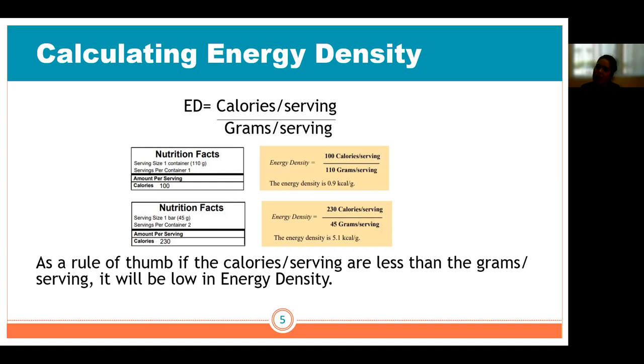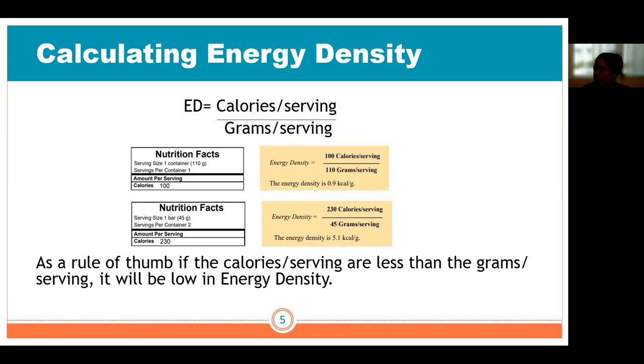And I know you're like, Kia, I don't feel like doing math just to be able to eat. So as a rule of thumb, if the calories per serving are less than the grams per serving, it will be lower energy density. So you're looking for a lot of grams. That's what you want. Just keep in mind that you want to be looking at your nutrition facts label, and that you're focusing on the per serving amount and not the full amount, the full bag or whatever you're eating.